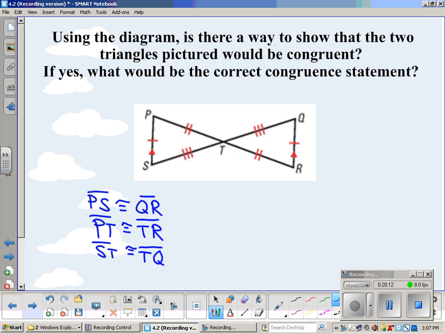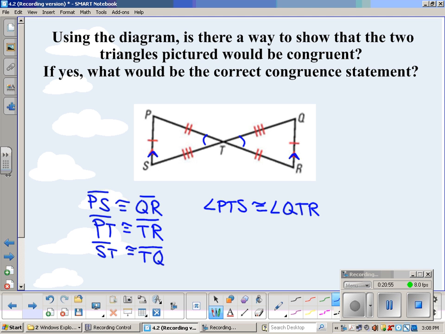Okay, so 3 pairs of sides is good, but it's definitely not enough because I need to have 3 pairs of angles as well. So I'm going to start with angle PTS and angle QTR. I can see that those are vertical angles again, so I know that those are going to be congruent. Okay, now I need to find a way to prove the other pairs of angles are congruent. And the one thing that I haven't used in the diagram yet are the arrows on PS and QR. So the arrows are telling me that those two lines are parallel.